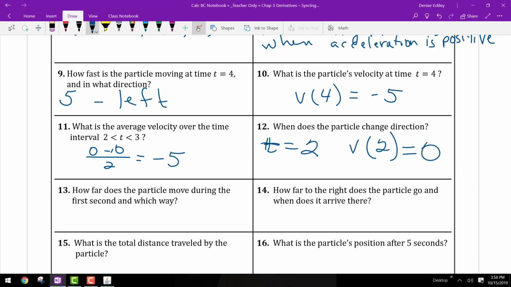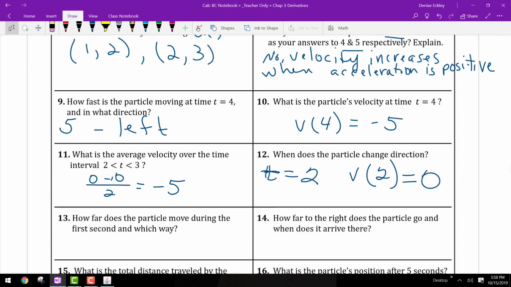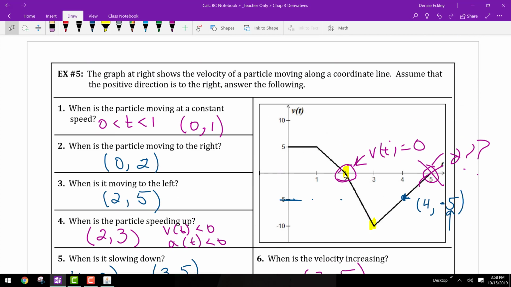So number 13, how far does the particle move during the first second, and which way? So looking at the picture again, we can see that the first second would be this section of the graph, and it's moving to the right. And how far? So it is traveling 5.